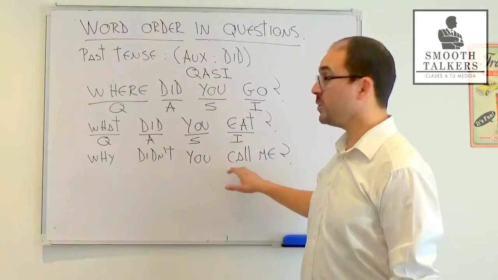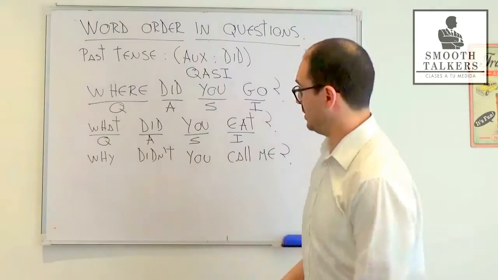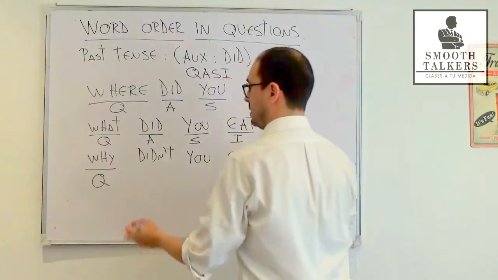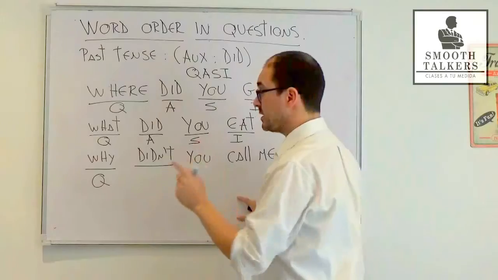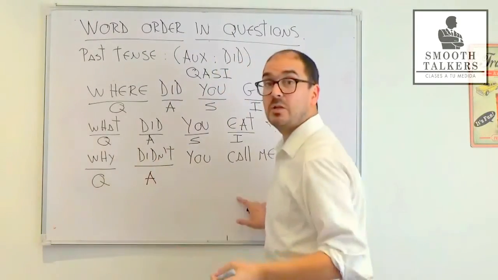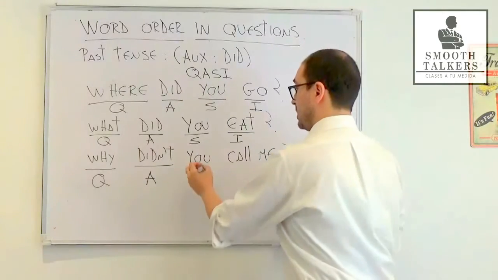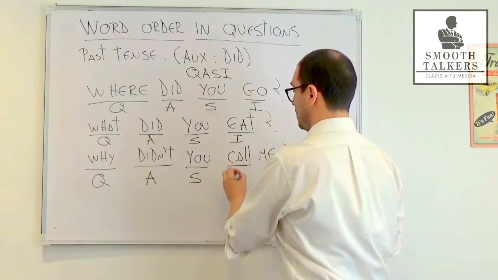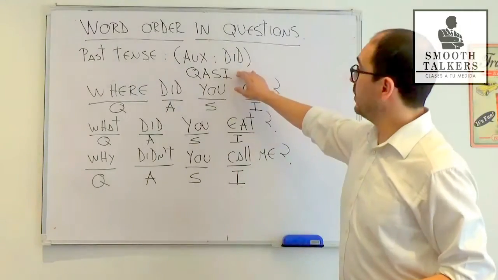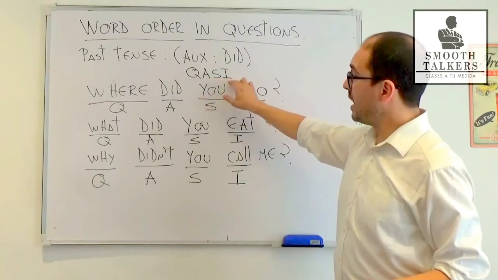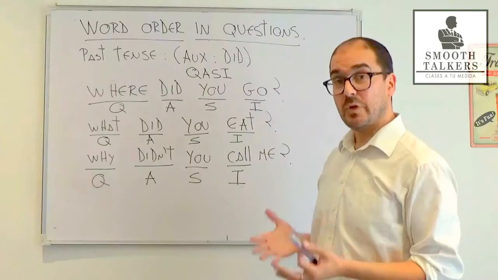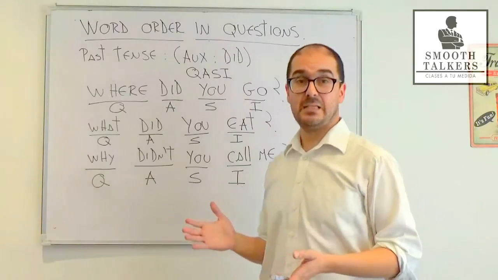Why didn't you call me? So, why in this case is a question word. Didn't, take notice, it's negative, but it's still using the place for the auxiliary verb. You is the subject, and call is going to be the infinitive. So, remember, Q-A-S-I is the right way to construct a question in present tense and in past tense.